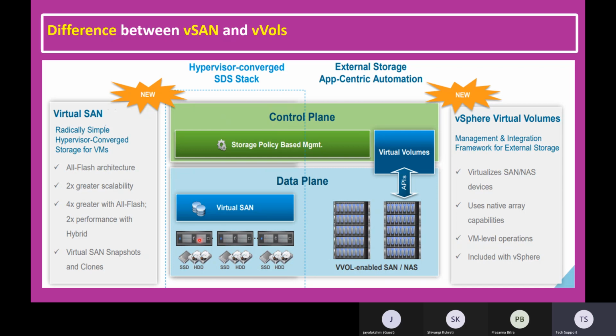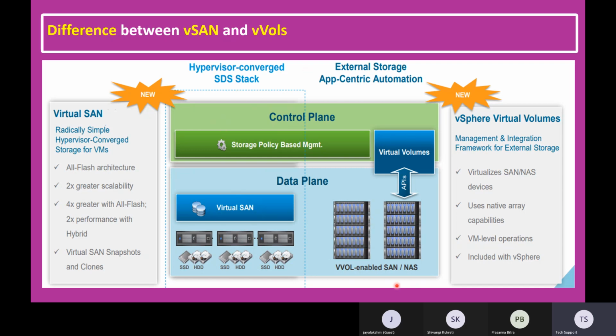When a server has a storage combination, this combination is considered a hypervisor-converged software-defined storage stack. So using the local hard disks of these three ESXi hosts, in our previous session, we configured a virtual SAN. That is the importance of virtual SAN.